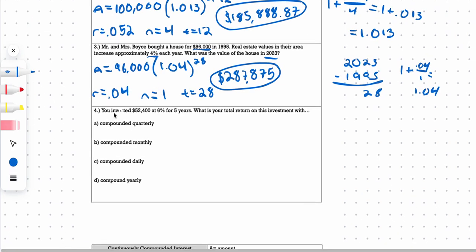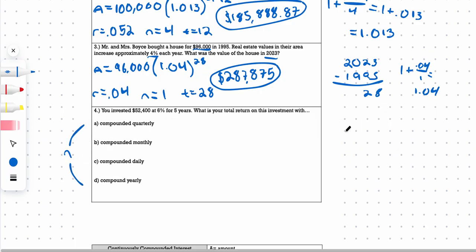Okay, so you invested $52,400 at 6% for 5 years. What's your total return on investment when you compound quarterly? So all these compound monthly, daily, yearly. This is all referring to N. What does N equal here?